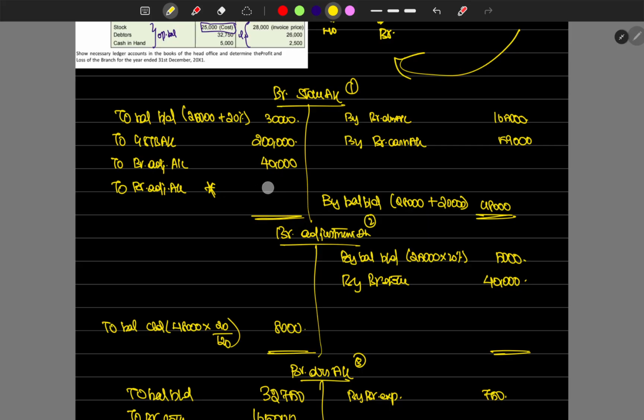Okay, 2,000 is the surplus beyond invoice price by branch stock, which is 2,000. Now what's the balance here? 5,000 plus 40,000 plus 2,000 minus 8,000, which is 39,000, is the gross profit to branch P&L. We have to transfer.